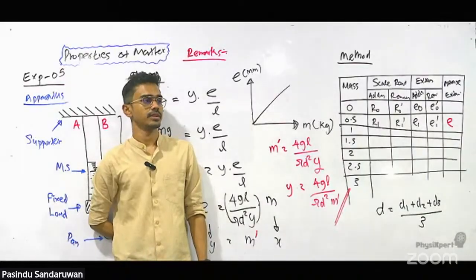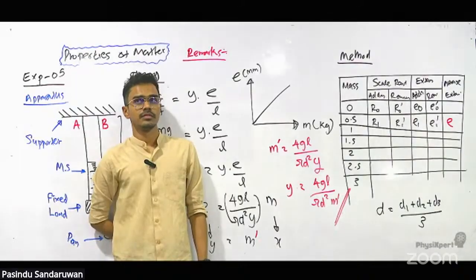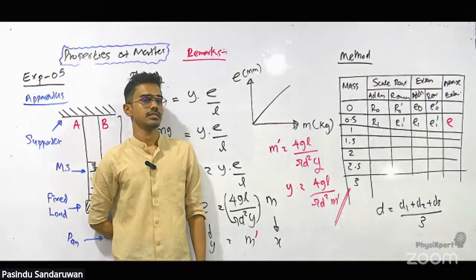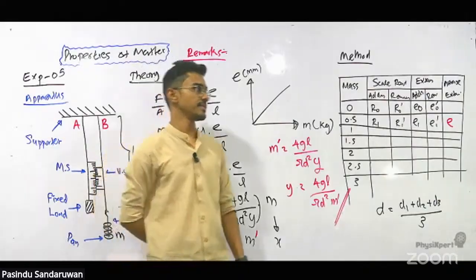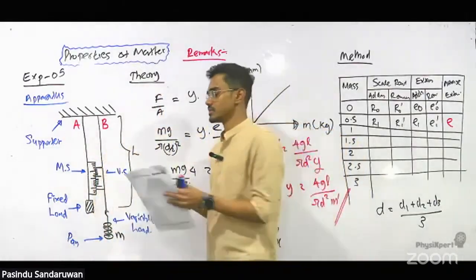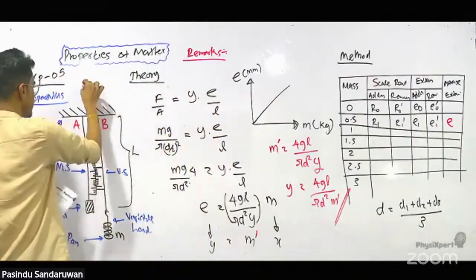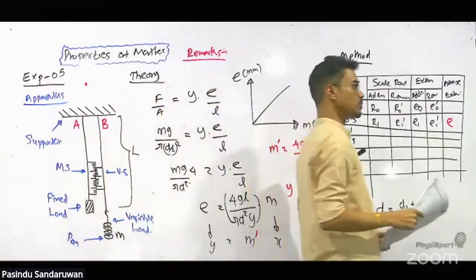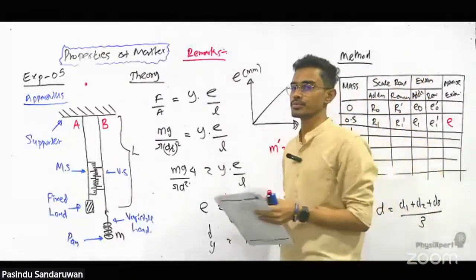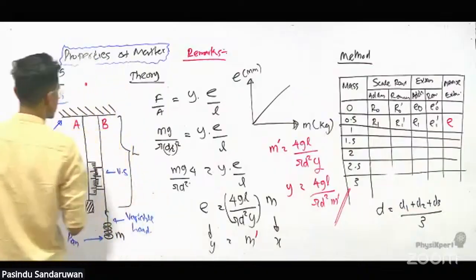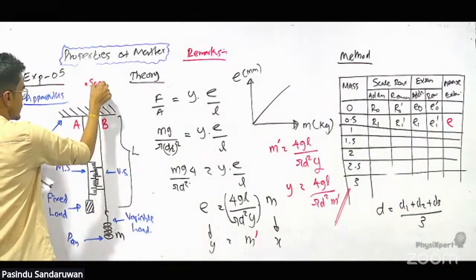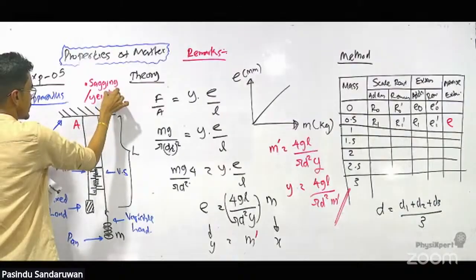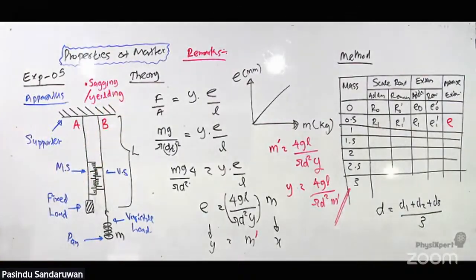Right. Next point. Following benefits are there when using two wires. Right. Under that, first one: errors due to sagging / yielding.